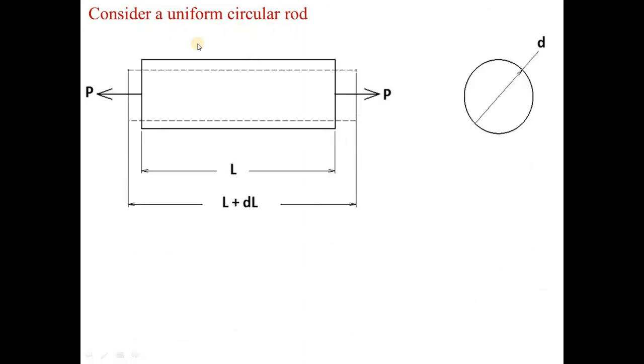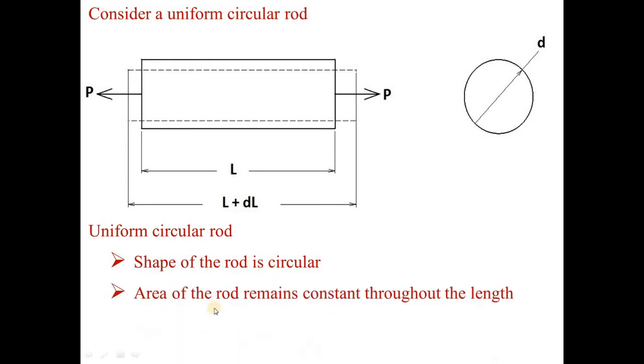Now we will get into the derivation. For finding the formula of axial deformation, we will use a uniform circular rod. First of all, what do you mean by a uniform circular rod? The shape of the rod will be circular and the area of the rod will be uniform throughout the length. So such kind of rod is known as a uniform circular rod.